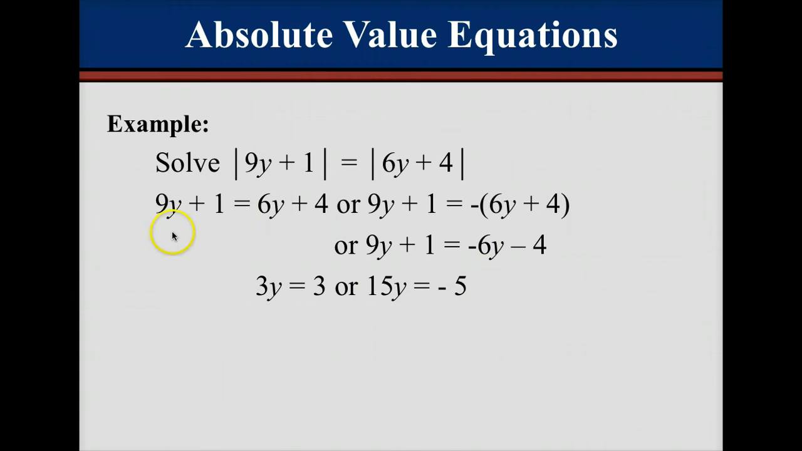Subtract 6y from both sides on the positive side. Here we're going to add 6y to both sides. Then we're going to subtract 1, and then subtract 1 on this side as well. So we're going to have 3y equals 3, or 15y is equal to negative 5. So y is equal to 1, or y is equal to negative 5 over 15, which simplifies to negative 1/3.